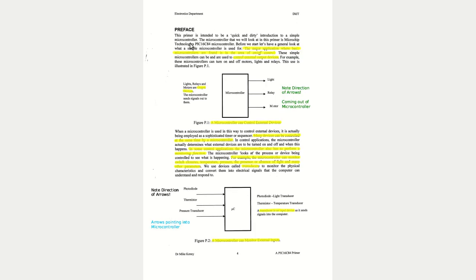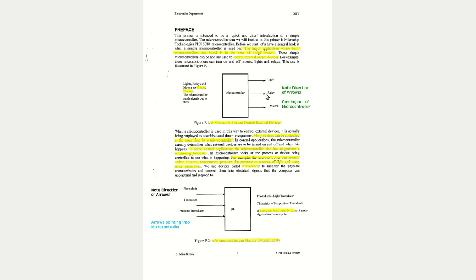Okay, well let's look at the preface. And in the preface I'm going to try and explain what a microcontroller is. So this box here represents any type of microcontroller. And what we can do with a microcontroller is connect output devices, such as a light, a relay, or a motor, to the microcontroller. And these output devices can be turned on or off. So if I send the logic 1 out here to this light, the light goes on. And if I send the logic 0, the light goes off.